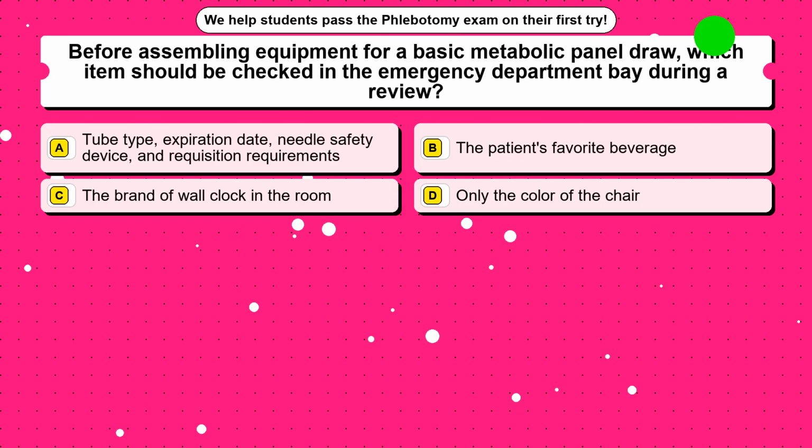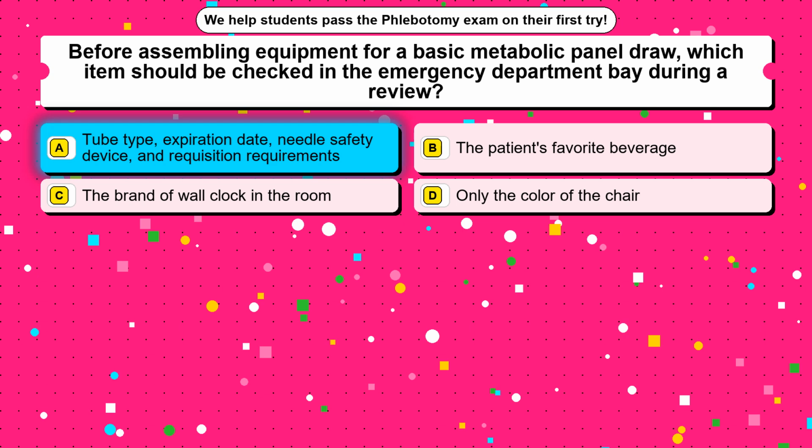Question 73. Before assembling equipment for a basic metabolic panel draw, which item should be checked in the emergency department bay during a review? Option A. Tube type, expiration date, needle safety device, and requisition requirements. Option B. The patient's favorite beverage. Option C. The brand of wall clock in the room. Option D. Only the color of the chair.